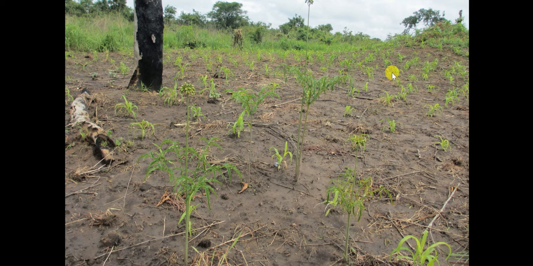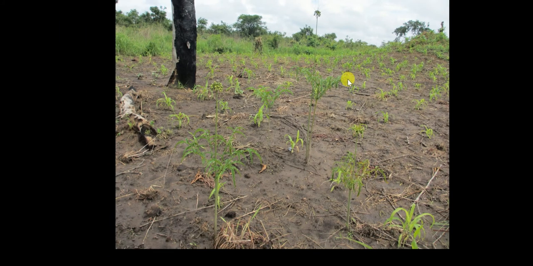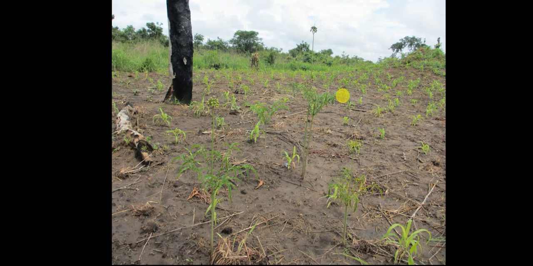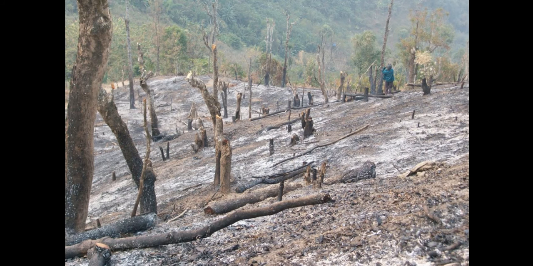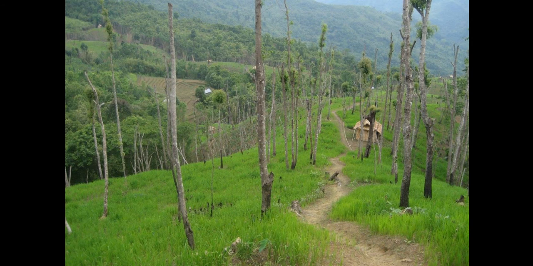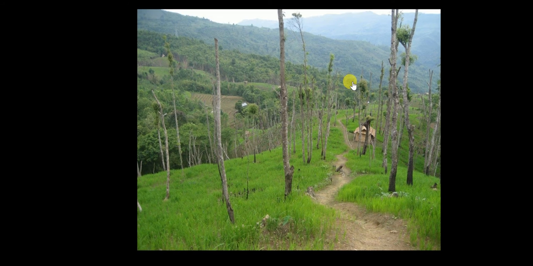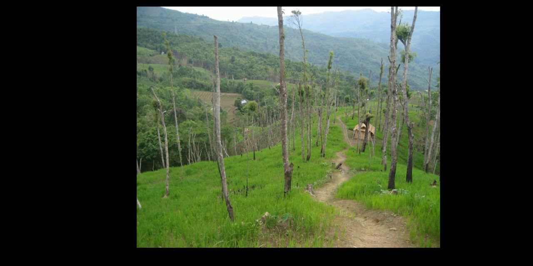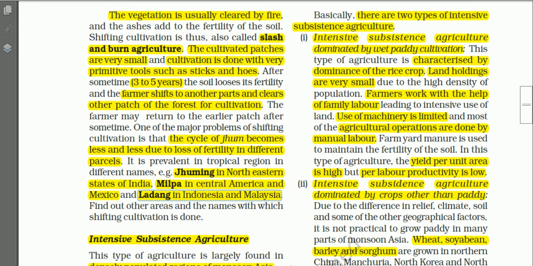So this is after growing crops. So I think, what type of crop are you seeing here? I think this is corn, maize. Okay, and here this is growing of rice. This is growing of upland rice. Okay, after other shifting cultivation.